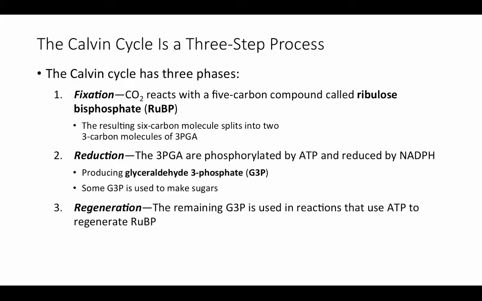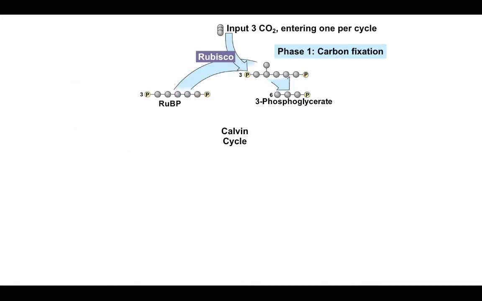The next phase is regeneration. We need to get back to that RuBP molecule that we started with. So the remaining G3P that's staying in the cycle is going to be used in reactions that use ATP to regenerate RuBP. So let's take a look at the details here.